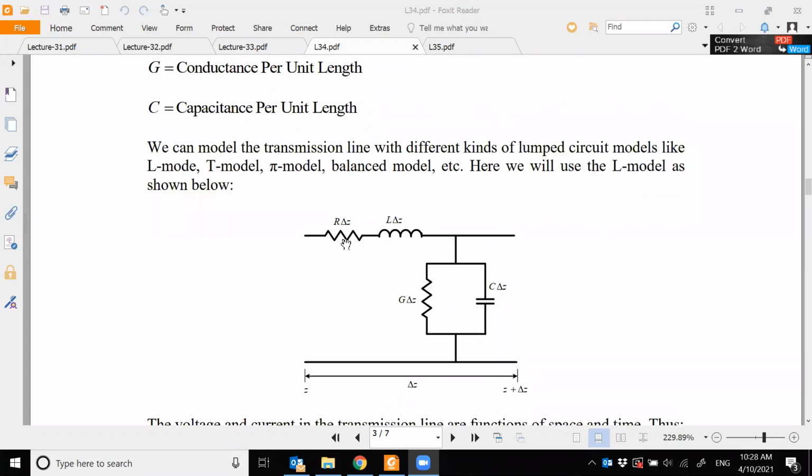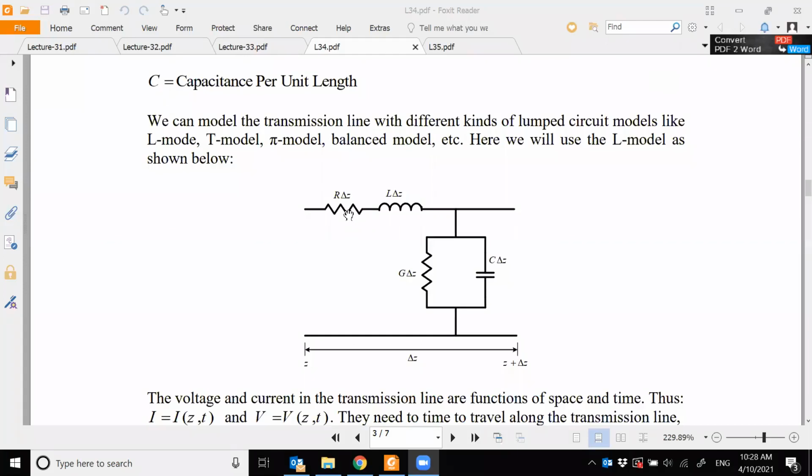This resistance is in series. That means this is the resistance which is basically coming from your conductors, your center conductor or your outer conductor. It is coming from the characteristics of that conducting material, which is given by the conductivity. Then what is this? This is called conductance.